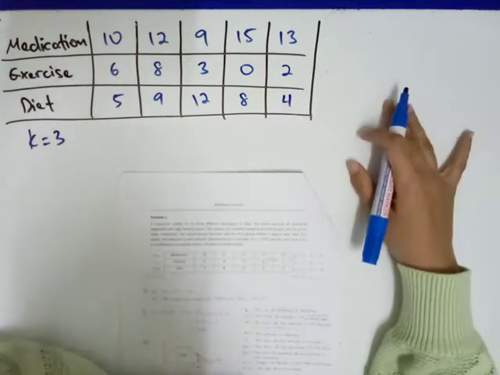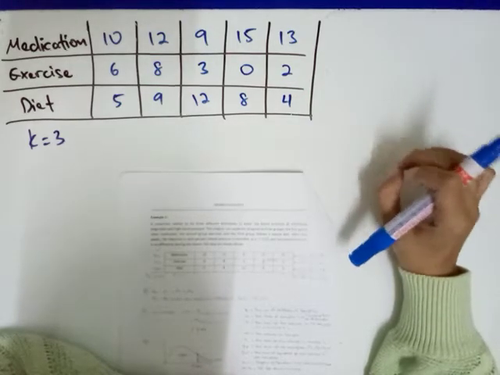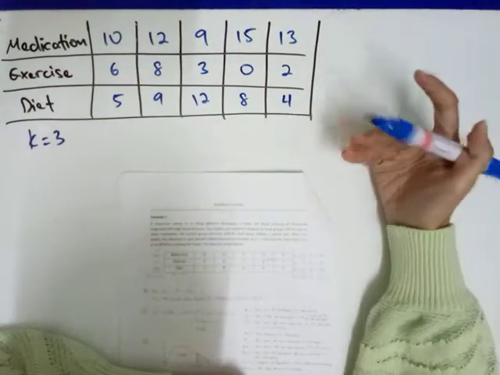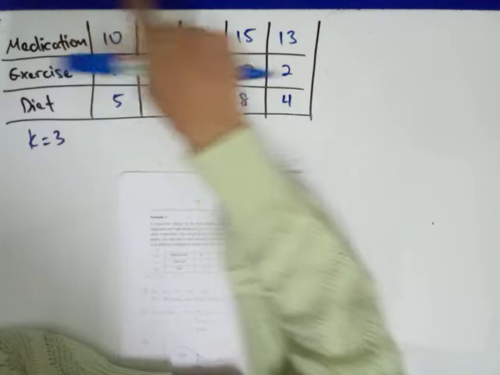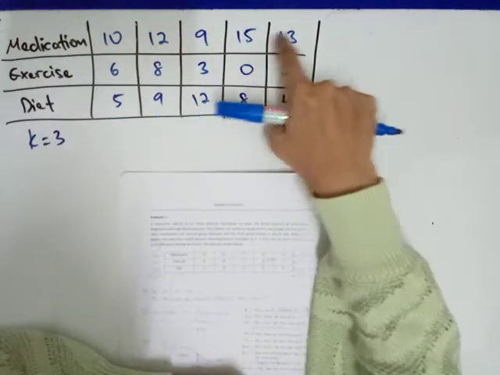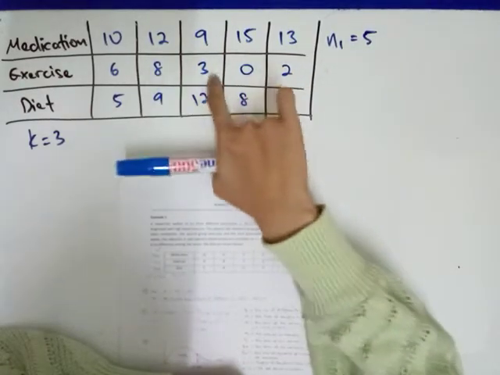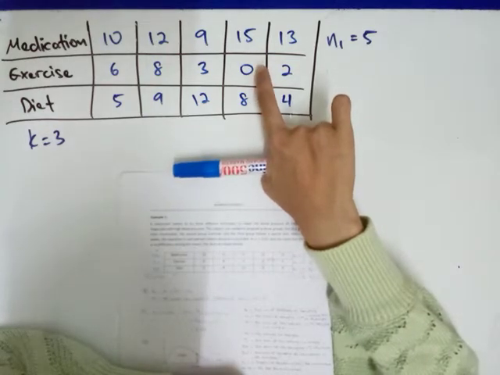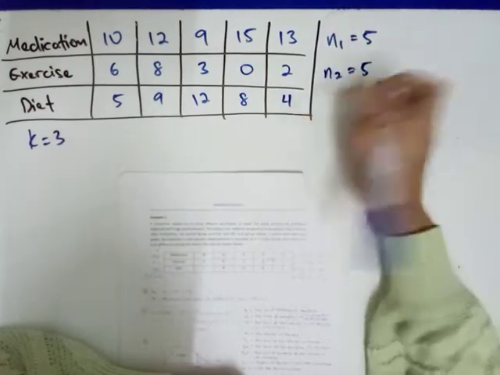And then the second term, small letter n_i, the size of sample i. What is i? It means the number of the sample. We have sample 1, sample 2, sample 3. So we need to calculate the size of each sample. For the first sample it is 1, 2, 3, 4, 5, so N1 is 5. N2: 1, 2, 3, 4, 5. Even this is a 0 value, it is still counted. So N2 is 5, N3 also is 5.